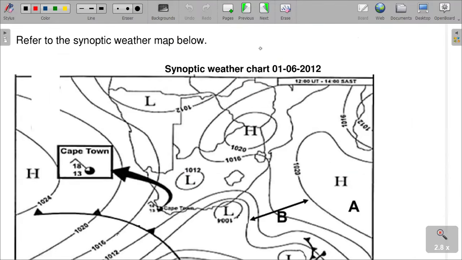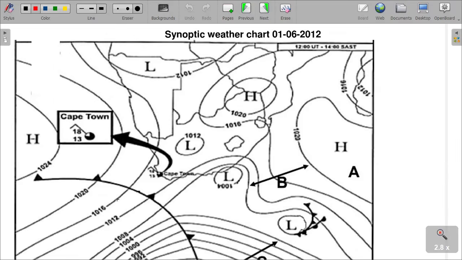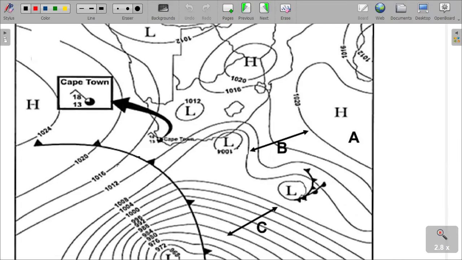And then we have: refer to the synoptic weather map below. The synoptic weather map chart is dated 06 June 2012. We are given Cape Town and the weather conditions there. We have our high pressure and our low pressure. L means low, and H means high.